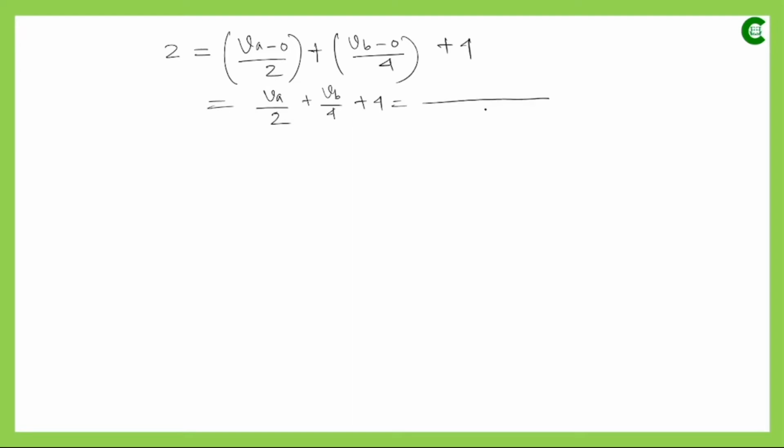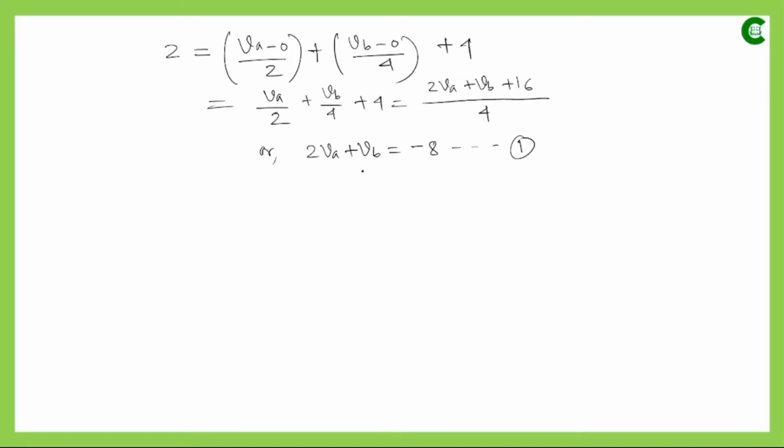If we simplify further, then it is 4, so it will be 2VA plus VB plus 16. If we rearrange the terms, it will be 2VA plus VB, and here we have 16 and here 8. When it comes to the other side, it will be minus 8, and that is our first equation that we have developed by applying the concept of supernode.